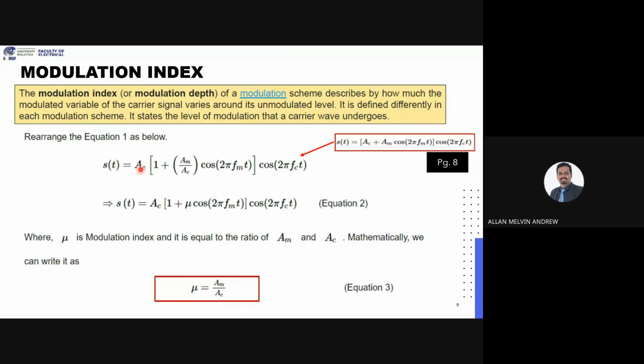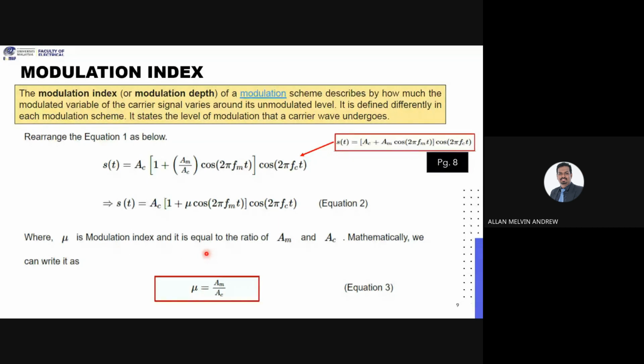This equation is actually the same, just that this Am over Ac you replace with mu. Mu is what we call the modulation index. So the modulation index mu is Am over Ac: the amplitude of the modulating signal or the message signal, divided by the amplitude of the carrier signal.